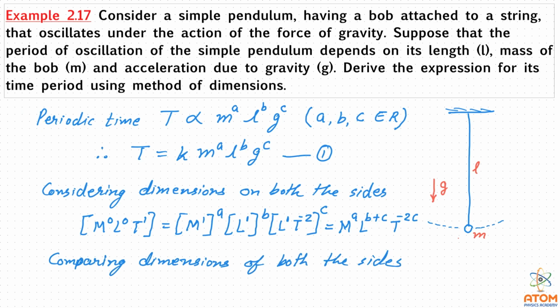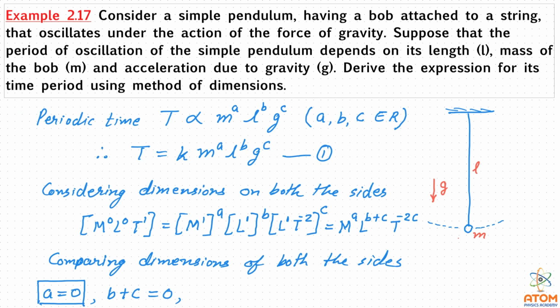See, here on the left side we are having m raised to 0, on the right side we are having m raised to a. That means we can compare the powers that a is equal to 0. So I am getting the first value, a equals 0. This is the first value which will be useful. Then we can compare L raised to 0, that is equal to L raised to B plus C, means B plus C is equal to 0. So I am getting the second equation, B plus C equals 0.